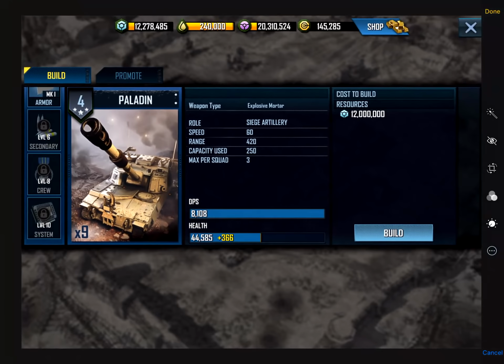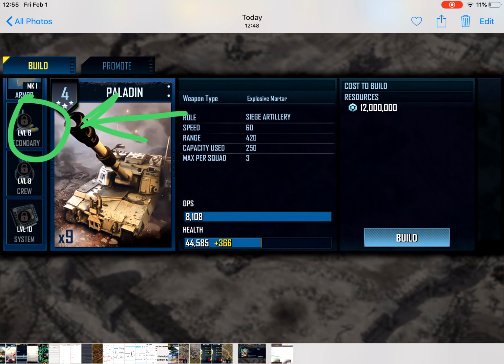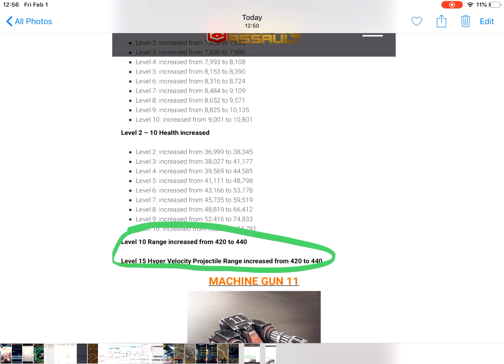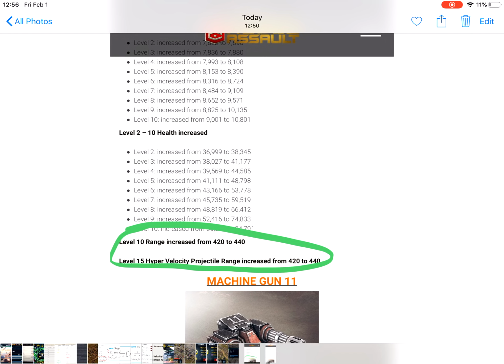So that is what the hypervelocity projectile is. It's a secondary shell. And what this line means is that just like the Paladin's range is only going to go from 420 to 440 when you promote it to level 10, this thing's range is only going to go from 420 to 440 when you promote it to level 15. And before that, it's going to stay at 420.